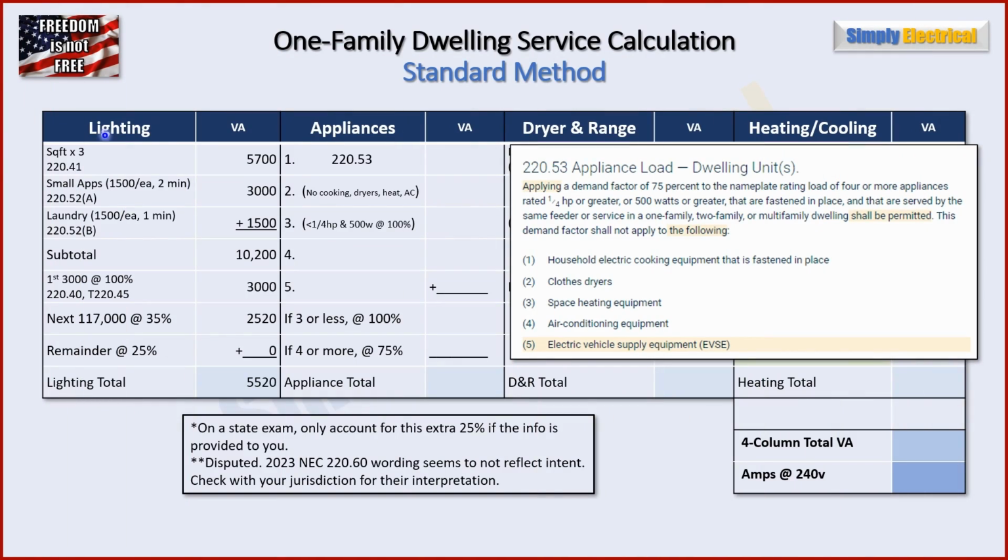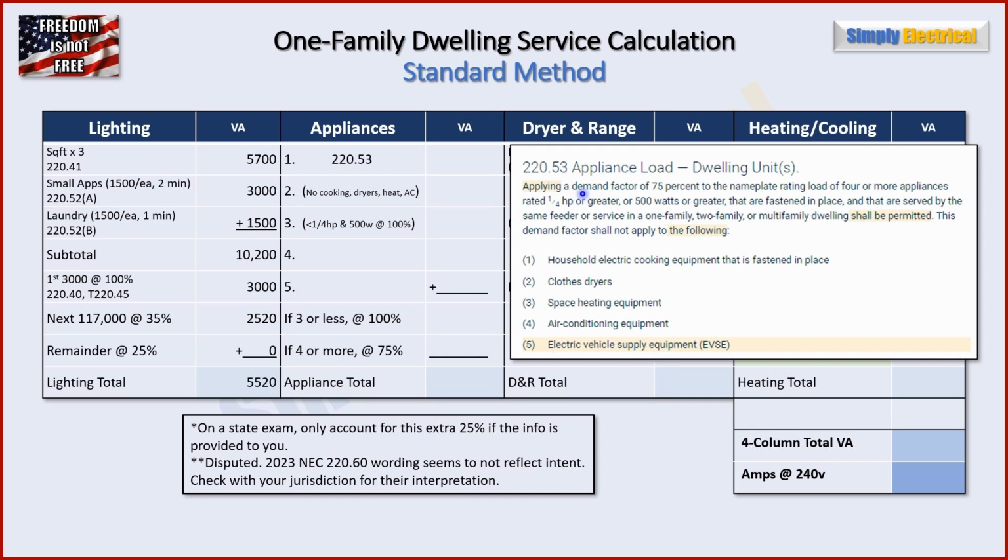Moving on to our appliance column, we're going to go to 220.53, appliance load for dwelling units. It tells us applying a demand factor of 75% to the nameplate rating load of 4 or more appliances rated 1/4 horsepower or greater or 500 watts or greater that are fastened in place and that are served by the same feeder or service in a 1-family, 2-family, or multifamily dwelling shall be permitted. Okay, that's quite a mouthful. So let's break this apart.